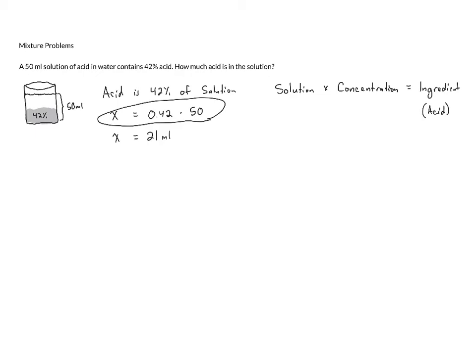But the reason I write this out is because this is the relationship that we're going to be using when we're solving mixture problems. With interest problems, we had a different relationship. We knew that the principal times the rate gave us the interest. But in these mixture problems, it's going to be the solution times the concentration equals the ingredient.